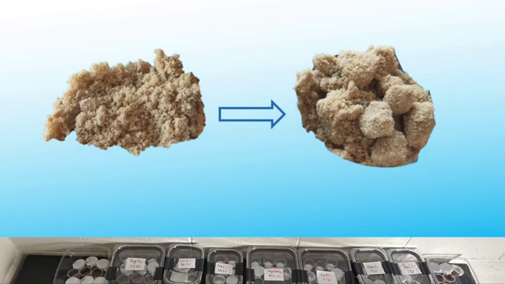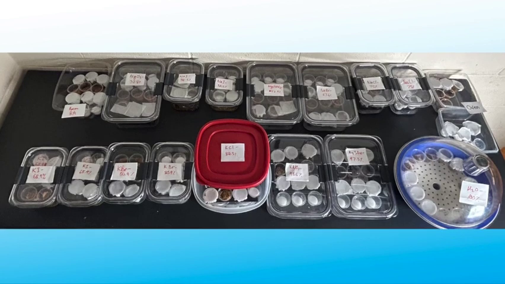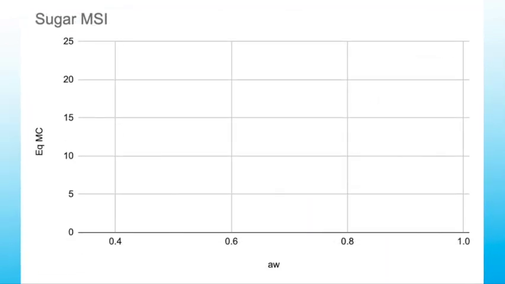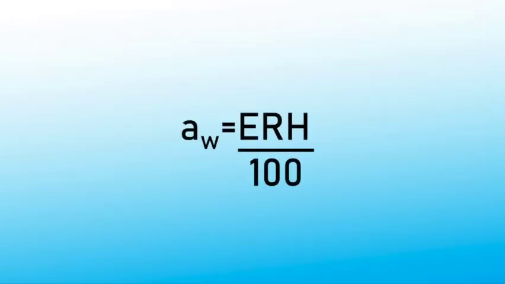In theory, the sugar sample should have reached equilibrium with its environment. In other words, it should have gained or lost the full amount of moisture possible based on the environment's equilibrium relative humidity. If this is the case, it means that a graph of moisture content over water activity can be made. This is possible because the water activity of the sugar at equilibrium should be the same as the water activity of the salt solution it's sitting in. The salt solution's water activity can be represented by this simple equation. Water activity, or AW, equals equilibrium relative humidity, or ERH, divided by 100.